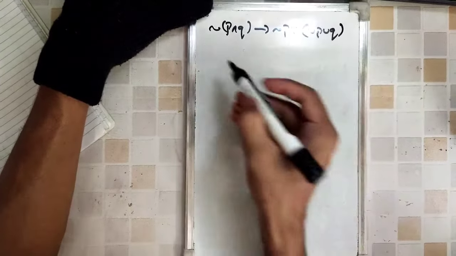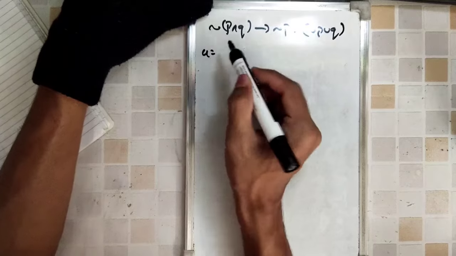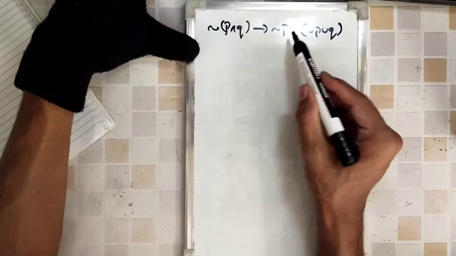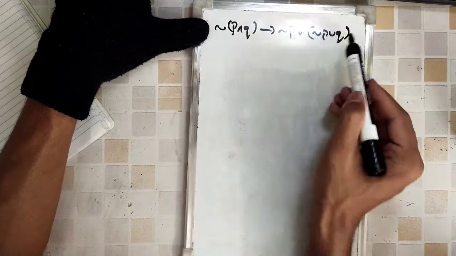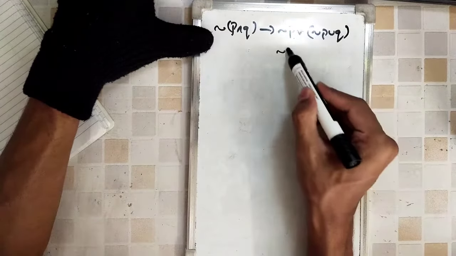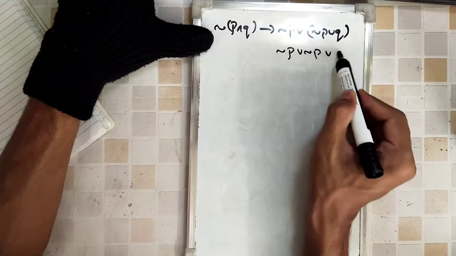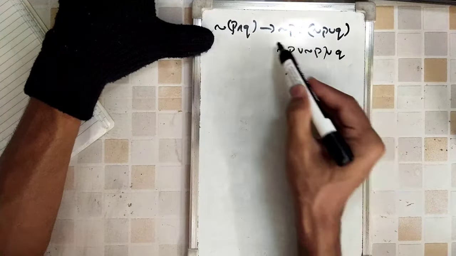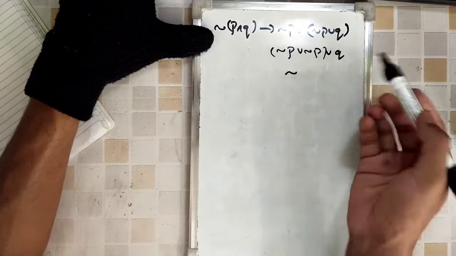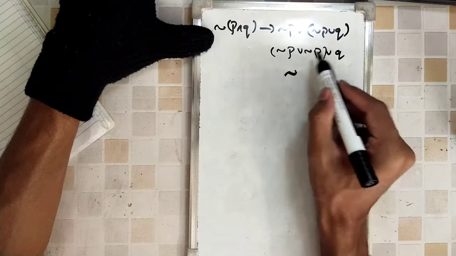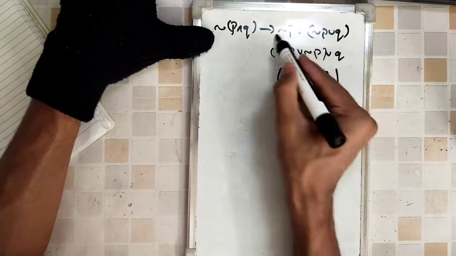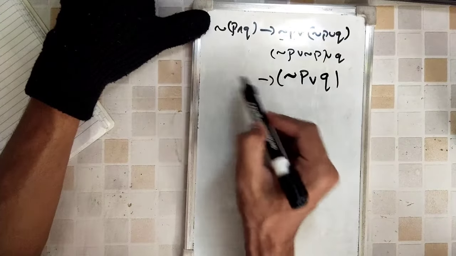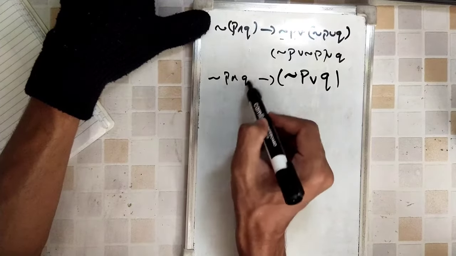So now what I will do, U is equal to this whole thing. Now see here, I have negation P or negation P or Q. Both are OR, so I can apply the associative law and group it as P or negation P or Q. Negation P or negation P is also equal to negation P itself, or Q. So this whole thing I reduce to this, which implies negation P and Q.